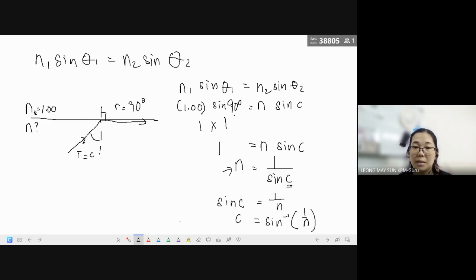All right, so this is actually how they get the formula. So remember, this critical angle is found when the refracted angle is 90 degrees. Only when the incident angle is greater than the critical angle can total internal reflection happen. All right, so I hope you guys are clear on this.